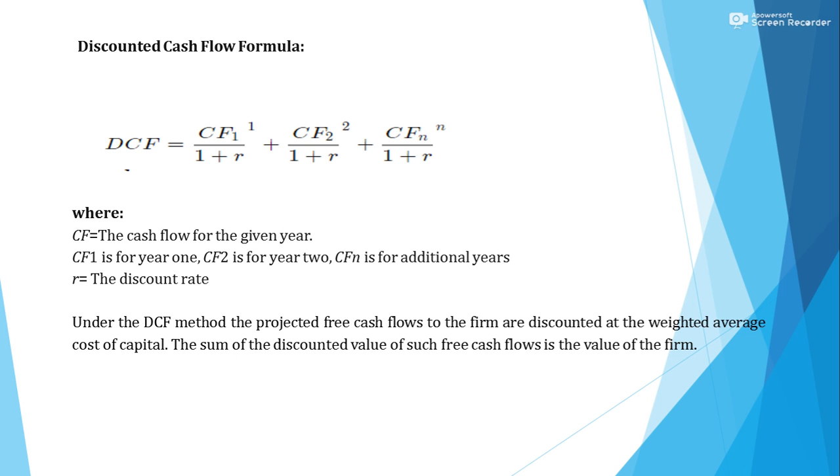Under this method, the projected free cash flow to the firm is discounted at the weighted average cost of capital. The sum of the discounted cash flow of such free cash flow is the value of the firm.